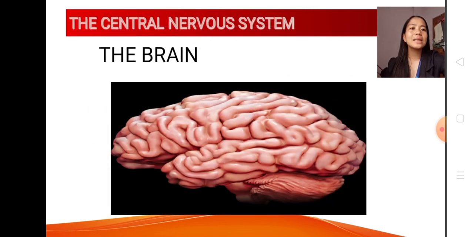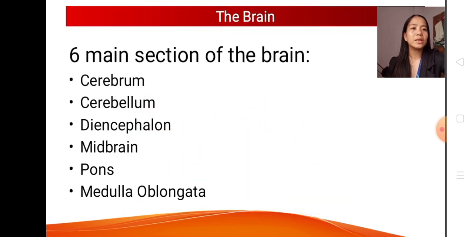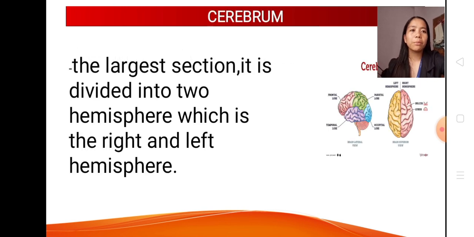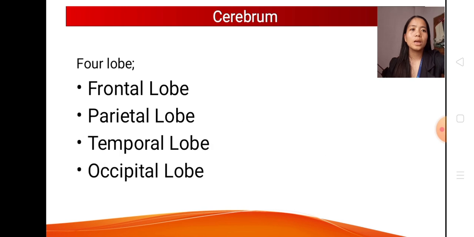The brain, these are the structures of the human brain. Six main sections of the brain: cerebrum, cerebellum, diencephalon, midbrain, pons, and medulla oblongata. Cerebrum, the largest section. It is divided into two hemispheres, the right and left hemisphere. Cerebrum has four lobes: frontal lobe, parietal lobe, temporal lobe, and occipital lobe.